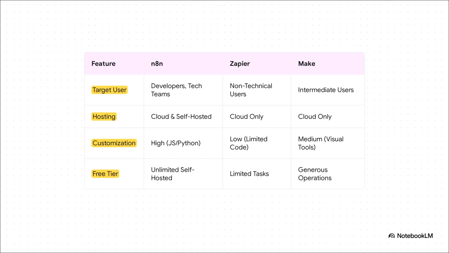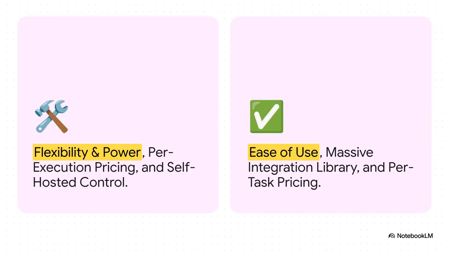Looking at this high-level view, the lines are drawn pretty clearly. n8n is built for developers and tech teams. It offers both cloud and self-hosting with deep code-level customization. Zapier is all about simplicity for non-technical users, cloud only. And Make kind of sits in the middle, with a strong visual builder, but still, cloud only. So when you put n8n up against Zapier, it's a very clear choice. If you need something that is dead simple to use and has the biggest library of integrations imaginable, Zapier is your go-to. But if you need real flexibility, raw power, total control, and a pricing model that makes sense for complex workflows, n8n is the obvious answer.